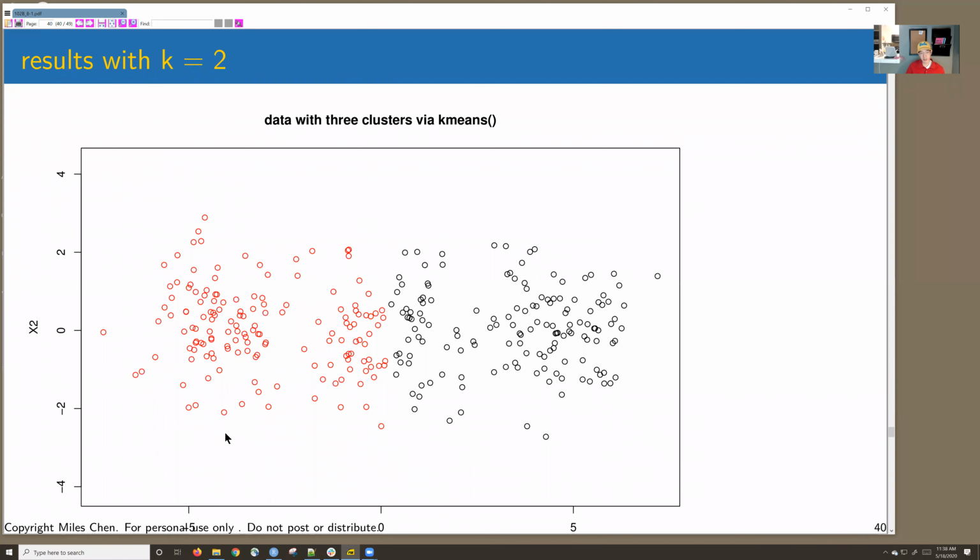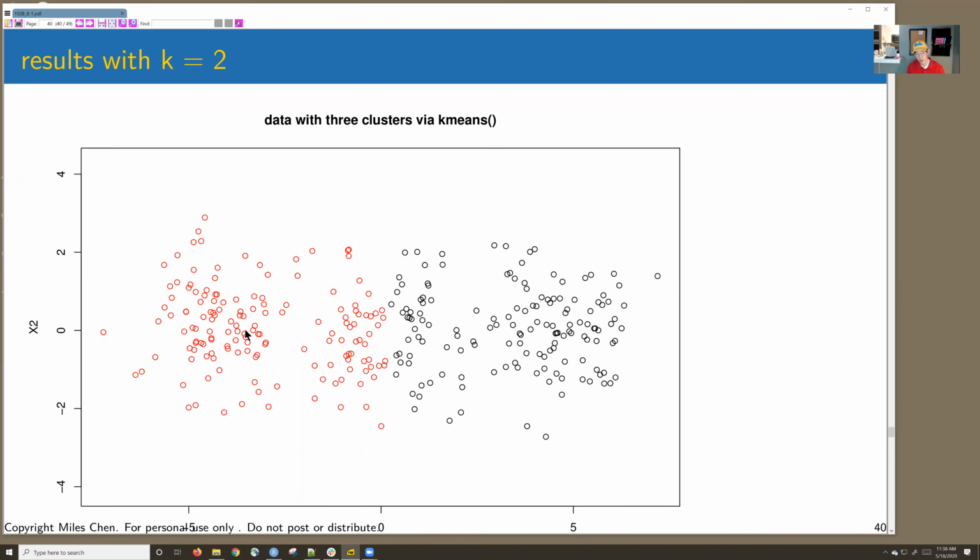And if I plot this, this is what it looks like. So it says, you asked me to find 2 clusters, this is what I've done. And if we find the centroid of these points, it'd probably be around here. All of these points are closer to this centroid. All of these points are going to be closer to this centroid. Okay, so that's the result with k equal to 2.